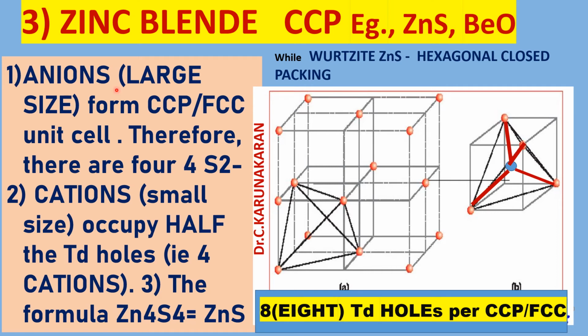In zinc blende, anions are of large size, therefore they form the CCP FCC unit cell. Therefore there are 4 sulfide ions, and cations, because this is 1:1, all the cations occupy half of the tetrahedral holes. One is here, then another is here, one is here, then opposite. Therefore, cations occupy half of the tetrahedral holes. The formula is Zn4S4, ZnS.